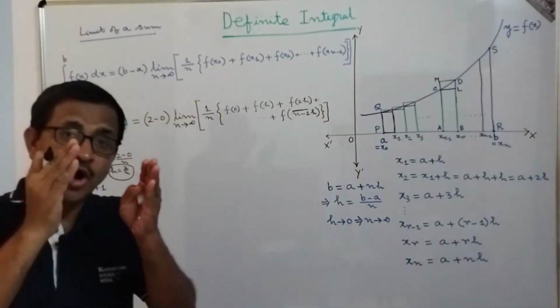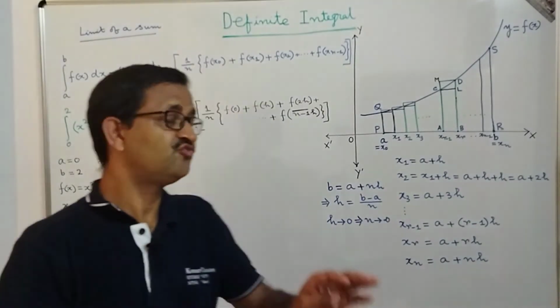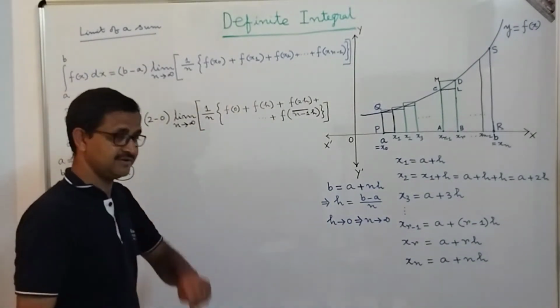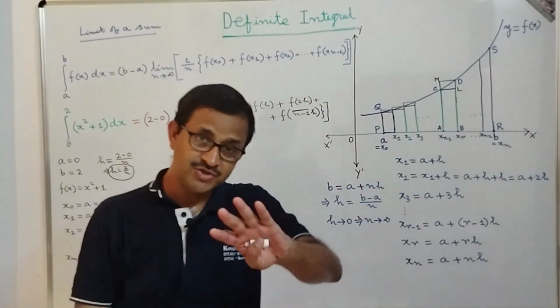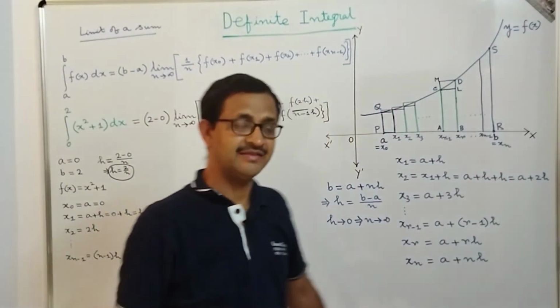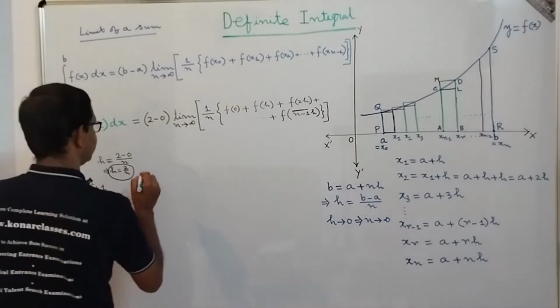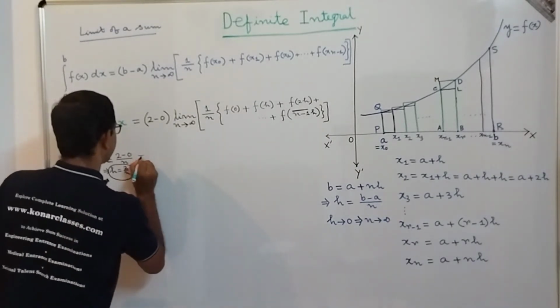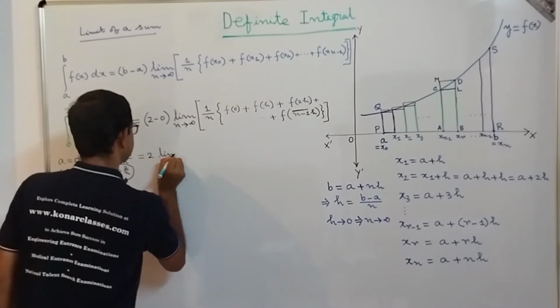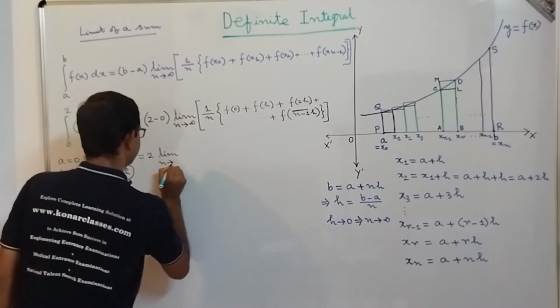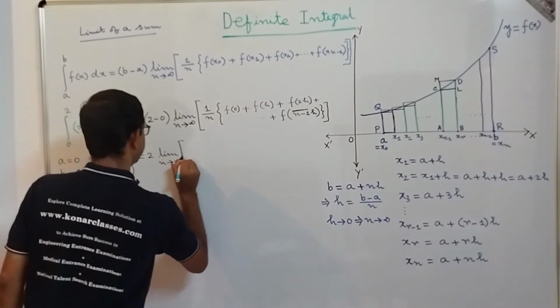Now dear students, all we need to do is to find the value of this limit, and for that we need to go back to our knowledge of limits, which we have done last year in class 11, and we will see how to do this. So let us work on it. 2 minus 0 is 2. So limit n tending to infinity. What do we get here, dear students?